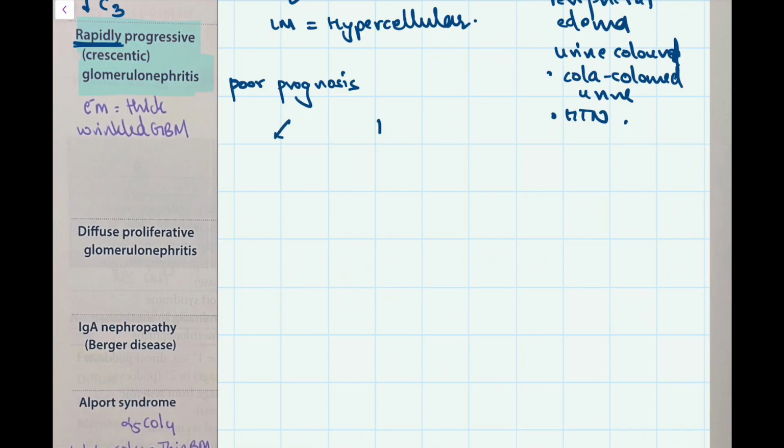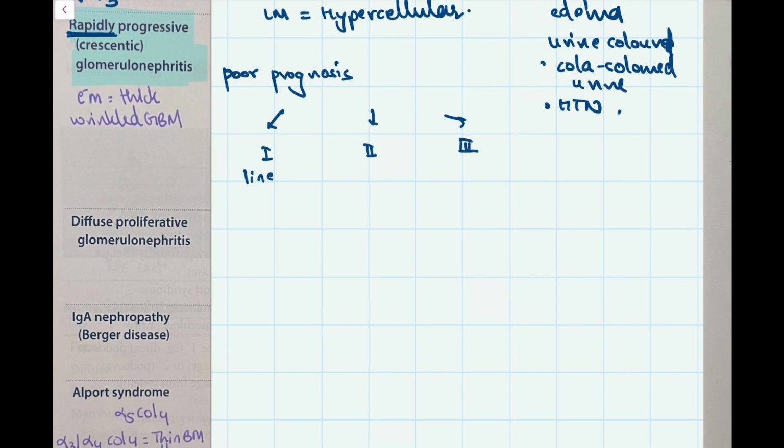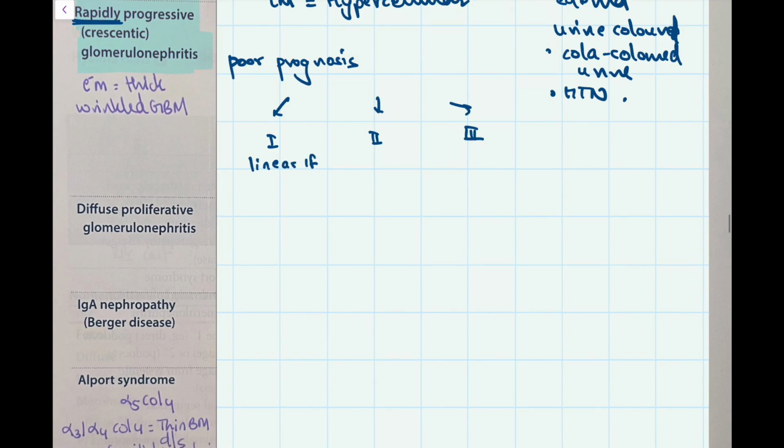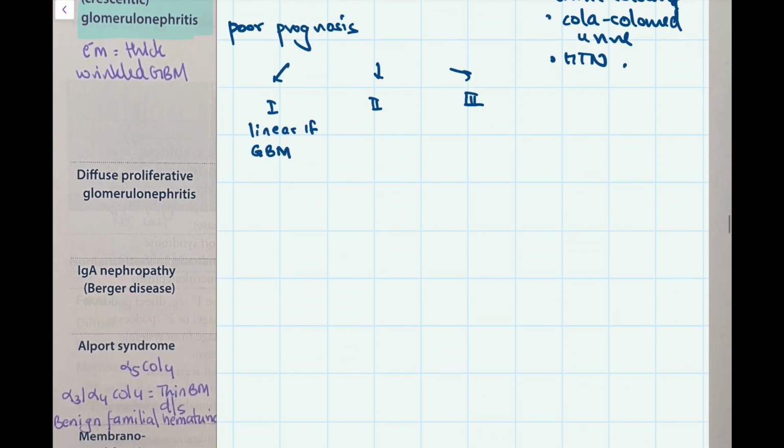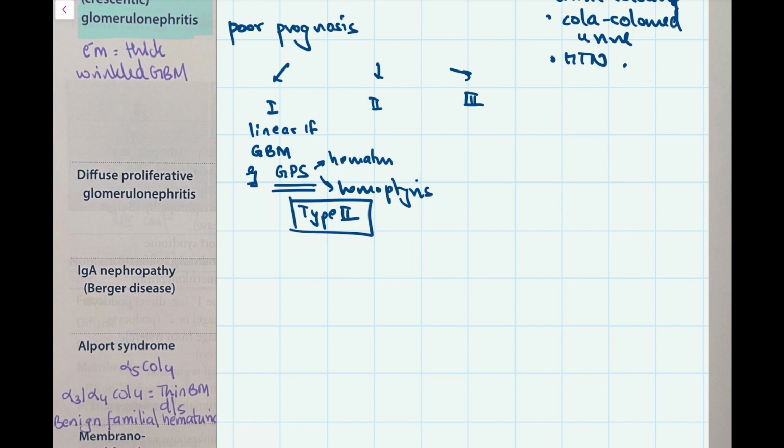RPGN is of three types, type 1, 2 and 3. In type 1, there is linear immunofluorescence due to deposition of antibodies on the glomerular basement membrane. There may also be deposition on the alveolar basement membrane, so it leads to a pulmonary renal syndrome. The example of type 1 RPGN is Goodpasture syndrome, where there would be hematuria as well as hemoptysis.